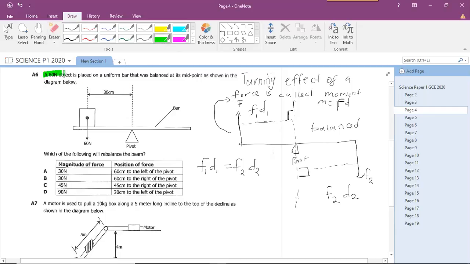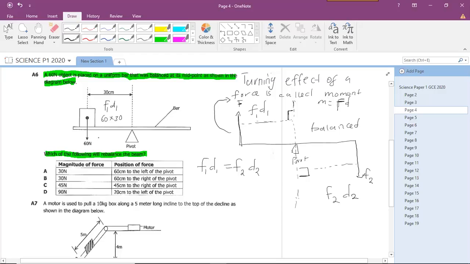A 600 newton object is placed on a uniform bar that was balanced at its midpoint as shown in the diagram below. So we have the pivot there. The question is now saying which of the following will rebalance the beam? Here we are saying force 1 times distance 1. Force 1 is 60 newtons going down, multiplied by distance 1, which is 30 centimeters.